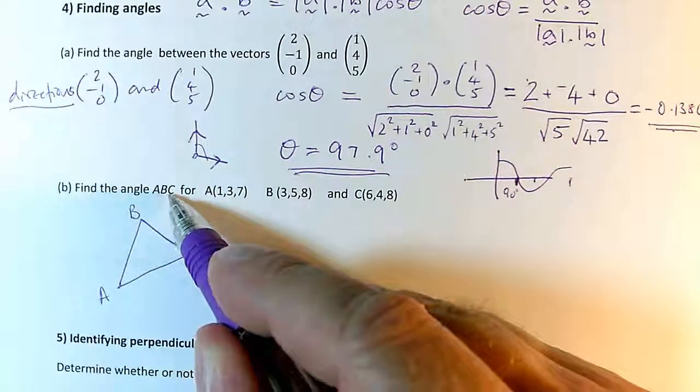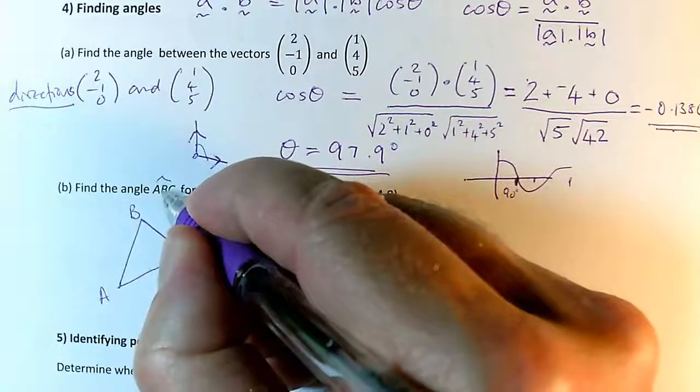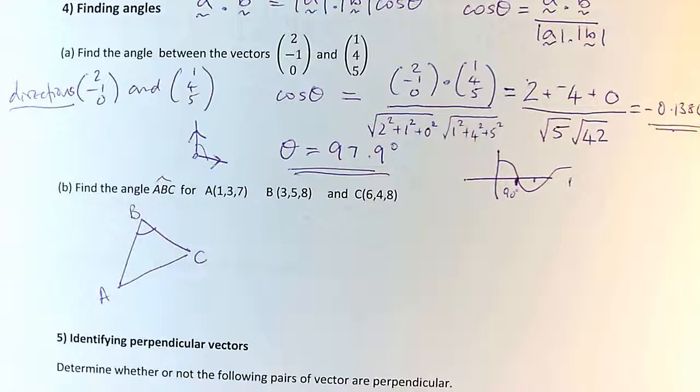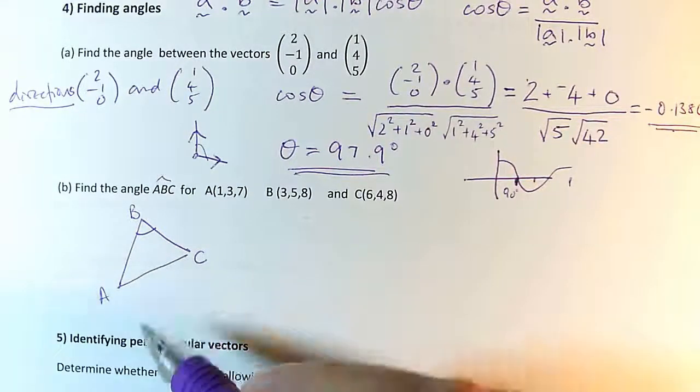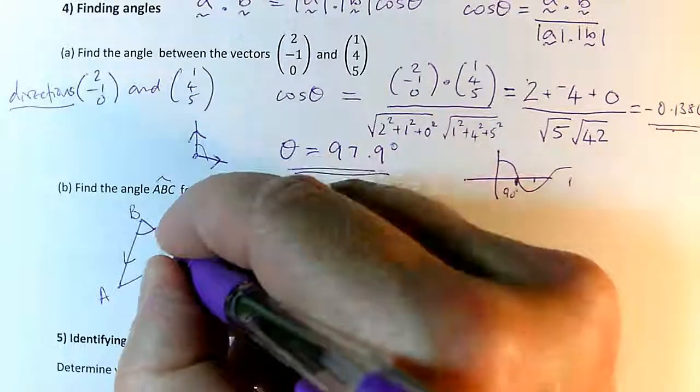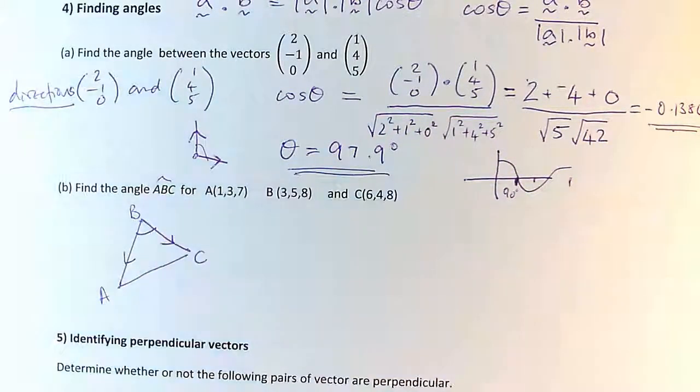So I want the angle ABC. That means the angle is at the middle point at B. So I want this angle here. What 2 vectors do I need? Well, remember, if I want this angle, the vectors have to be pointing away from the angle. Or they can both be pointing towards the angle, but I always draw them pointing away from the angle if I get any choice. So you're consistent about the way you set it up.